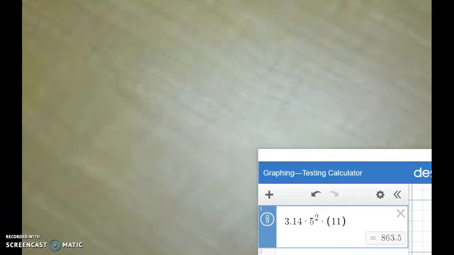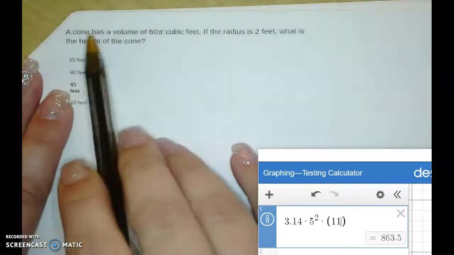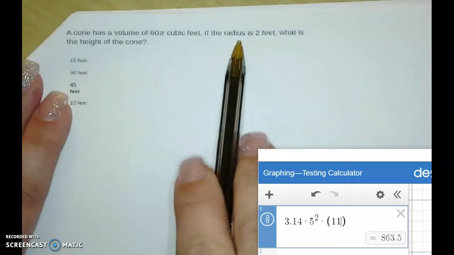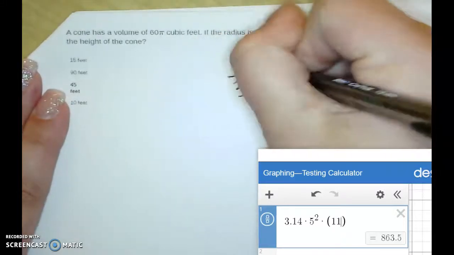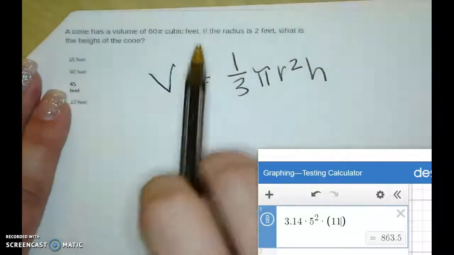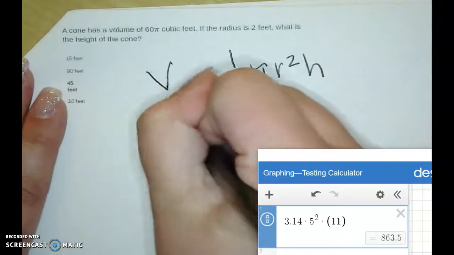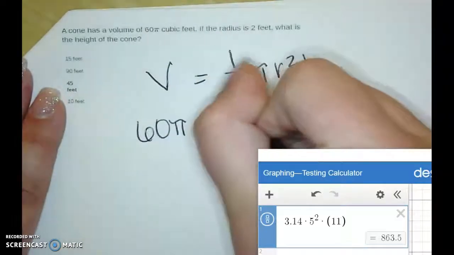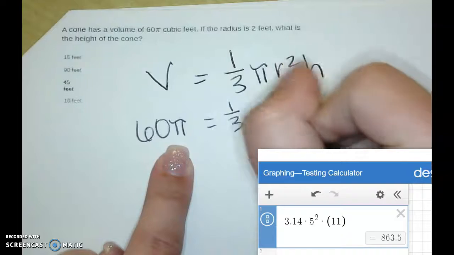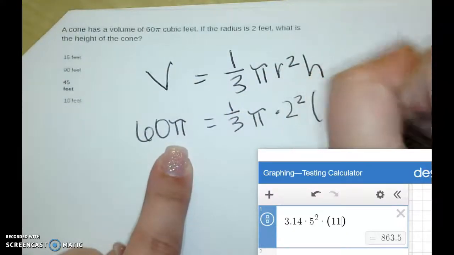All right, the next question I want to look at is this one right here. A cone has a volume of 60 pi cubic feet. If the radius is 2, what is the height? So it gave us the volume again, but it also gave us a radius. So we're using 1/3 pi r squared h. I'm also going to add that V equals in front because it gave us the volume. So if the volume is 60 pi, I'm going to write that right here, 60 times pi. I've got 1/3. Now because pi is a symbol over here, I'm going to leave pi as a symbol over here. The radius is 2, so 2 squared. We want to know the height.